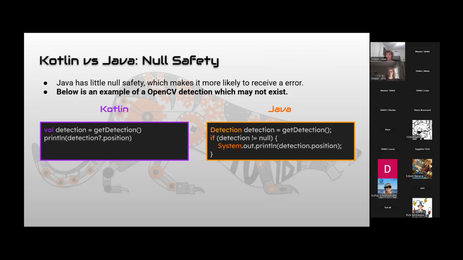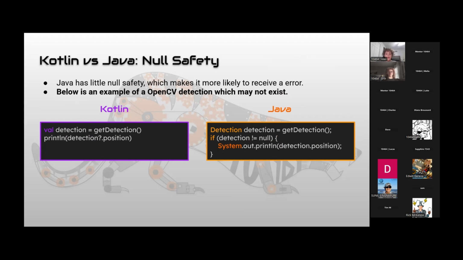So one of the biggest advantages of Kotlin is null safety. If we have, for example, a function that can get a specimen that's on the camera, if the camera can see a specimen it would return it, but if it can't see one, it would just not return anything.